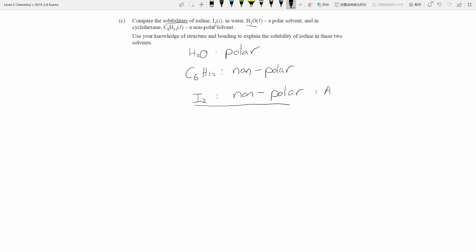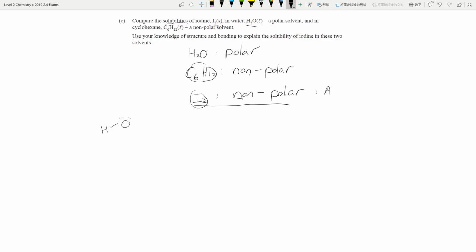Now, to get merit and excellence, this is where a lot of people just fall short. A lot of people just write like dissolves like, this is non-polar, this is non-polar, like dissolves like, therefore they dissolve, and you're not going to get anything out of that explanation, because that's not a scientific explanation. So what is a scientific explanation? Why doesn't I2 dissolve in water?